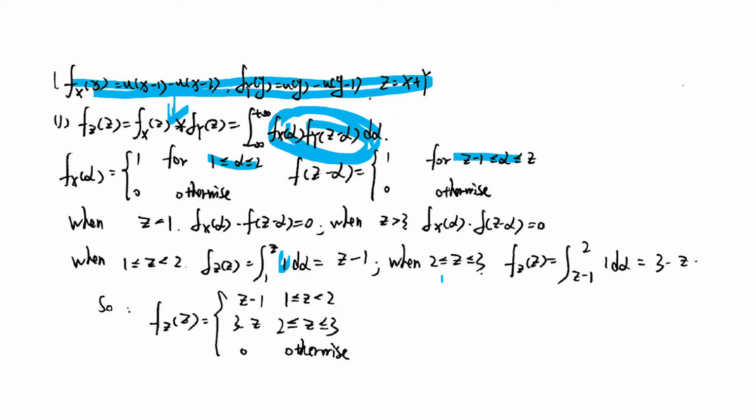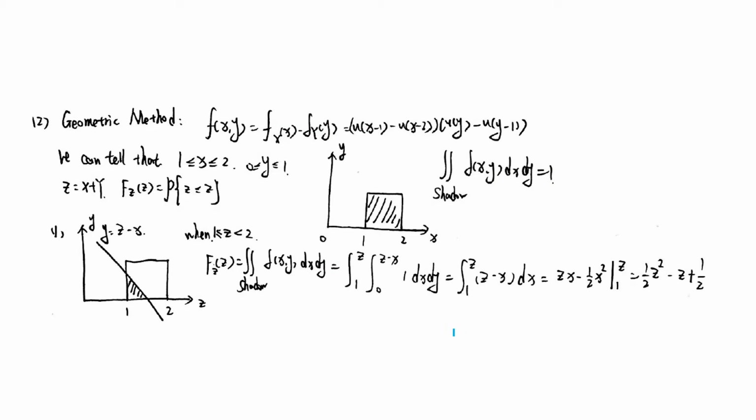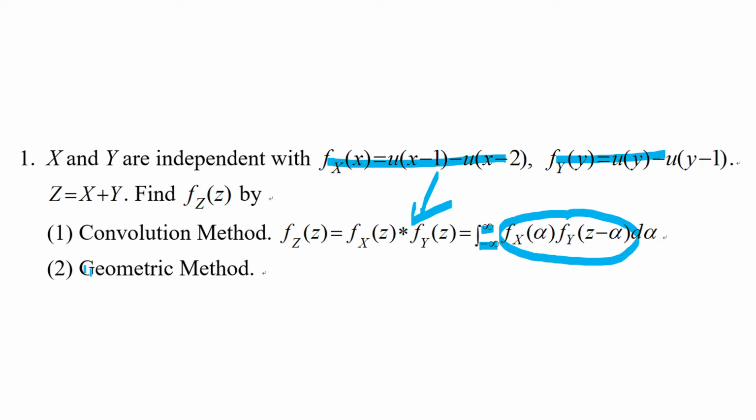The next circumstance is when z is in the range between 2 and 3, and the intersection would be z minus 1 to 2. So we can just integrate 1 from z minus 1 to 2 to find what f_Z(z) looks like. In general, f_Z(z) equals z minus 1 when z is between 1 and 2, and f_Z(z) equals 3 minus z when z is between 2 and 3, and f_Z(z) would be 0 otherwise.